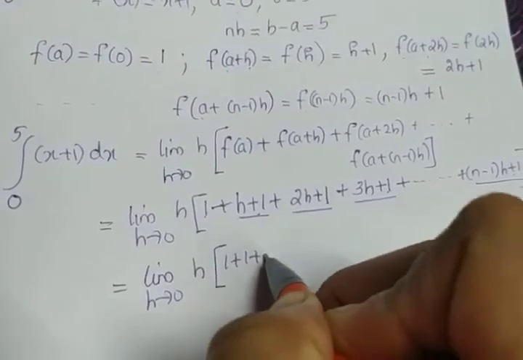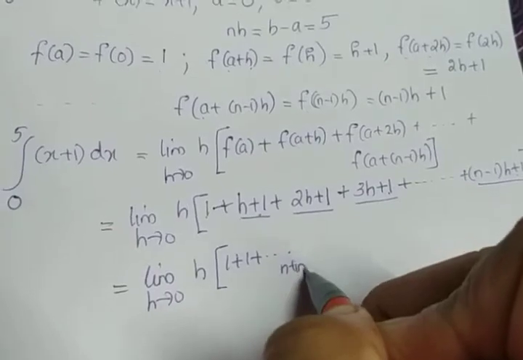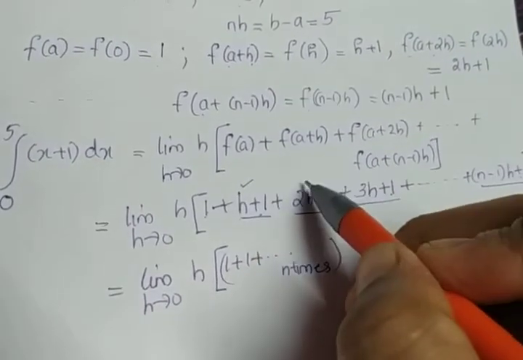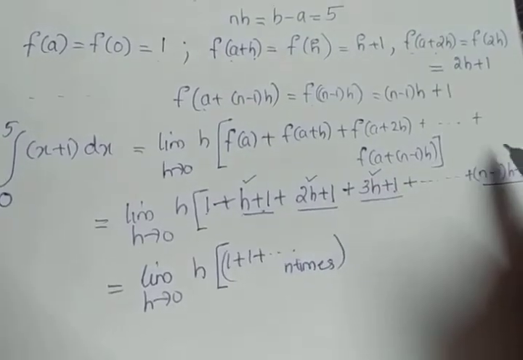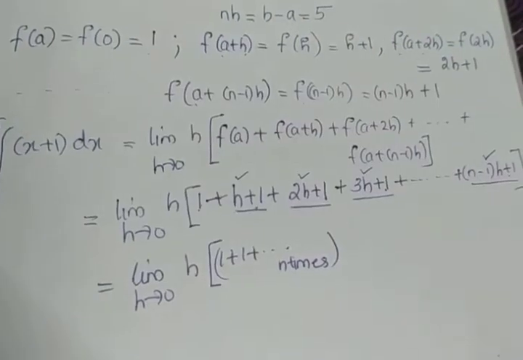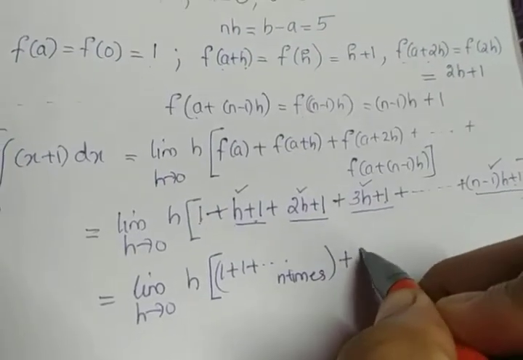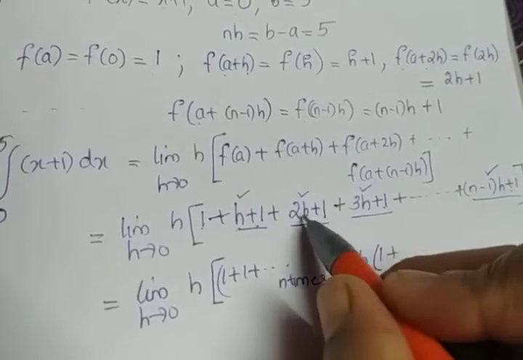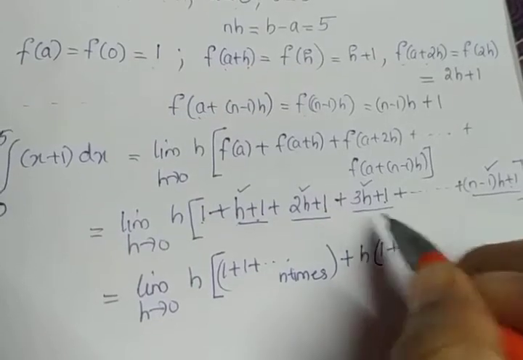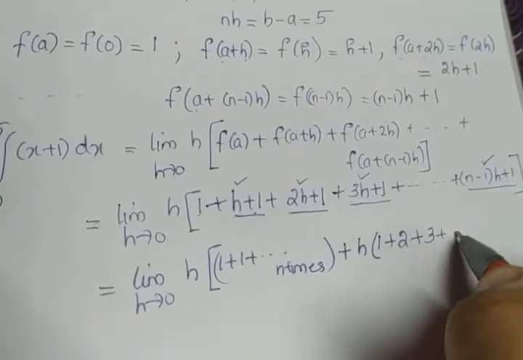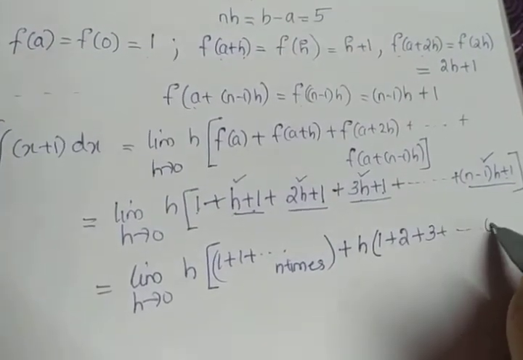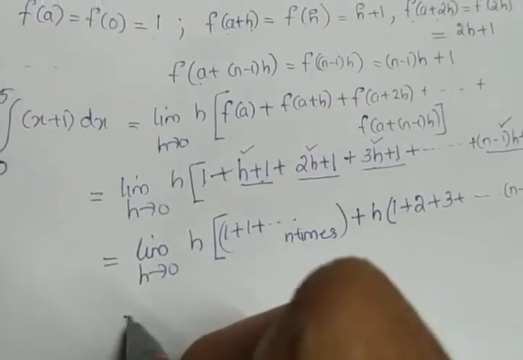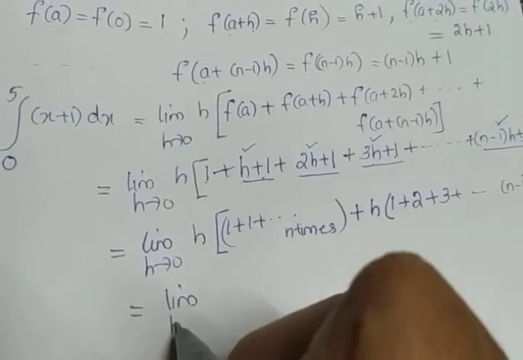So 1 plus 1 plus etc., n times. And what all is the balance? h is there in the second term, 2h is there, 3h is there, and here n minus 1 into h is there. What is common? h is common. And what is the balance? 1 plus, here the balance is 2, plus here it is 3, plus etc. And in the last term it is n minus 1.